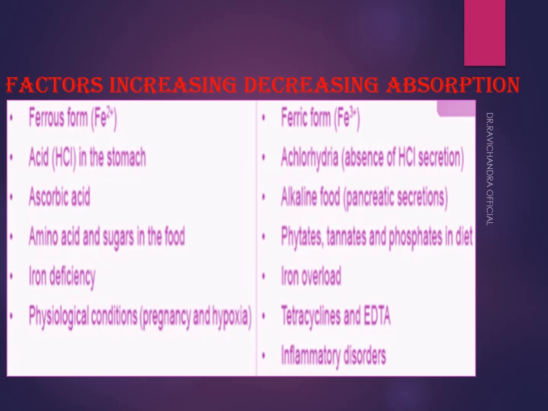Ferric form Fe+3, achlorhydria, that is absence of HCl secretion, all the alkaline foods, the pancreatic secretions, phytates, tannates, and phosphates in the diet. And when there is iron overload or use of tetracyclines and ethylenediaminetetraacetic acid (EDTA) or any inflammatory disorders, these factors will decrease the absorption of iron.